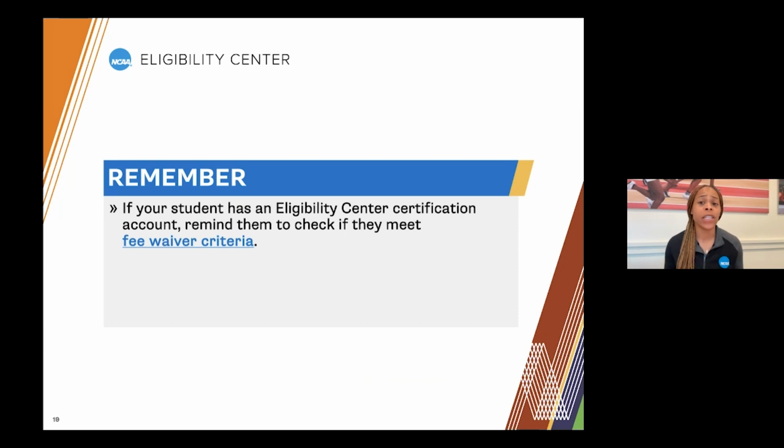Now, we don't want fees to deter student athletes from pursuing their dreams to compete at the collegiate level. We do offer a fee waiver option. Once a student athlete completes the certification, they will have the option to pay with a credit card or check the fee waiver box if they meet fee waiver criteria.